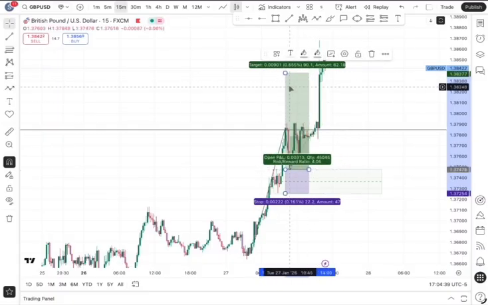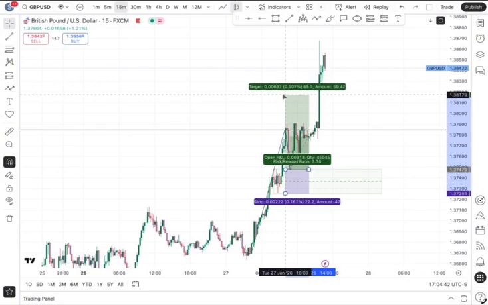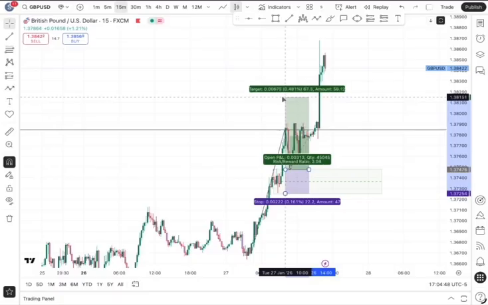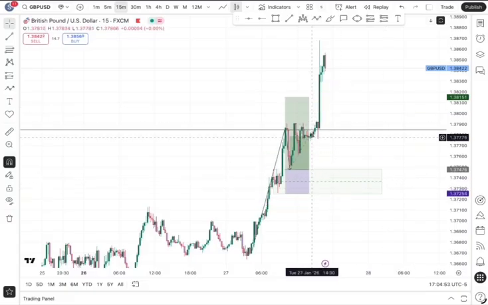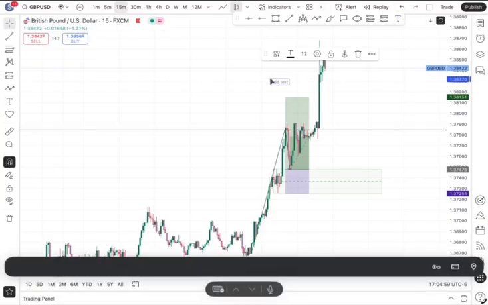For this, I did a 1 to 3. Okay, a 1 to 3. It's the same thing. I can use any lot size I want. People sometimes use 0.01, 0.02. I used 0.03 for this one, for both GBP and the Euro. You can use anything you want.